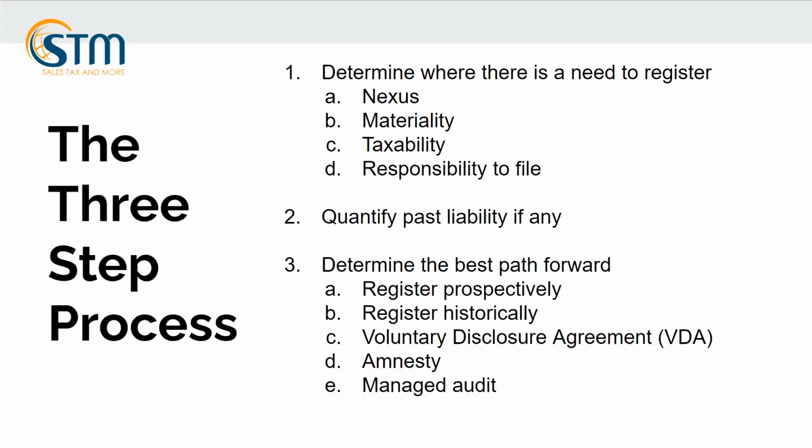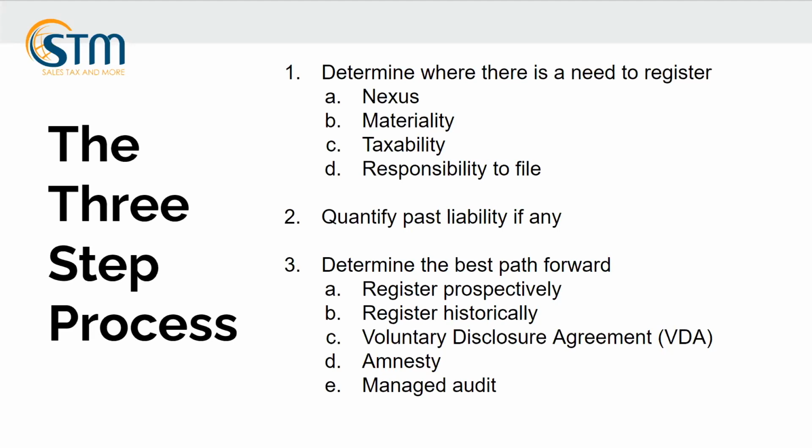the second step is to quantify the past liability. So we're assuming that step number one is already taken care of, and the responsibility to file. If you only sell on marketplaces, the marketplace is responsible for filing. Marketplaces are like Amazon. So that's what responsibility to file is about. Number two, you have to quantify the past liability. And once you know what your past liability is, then you can determine the best path forward.